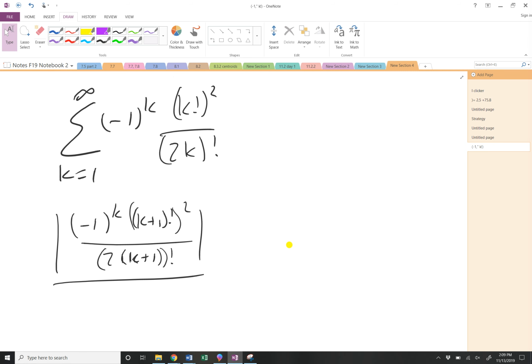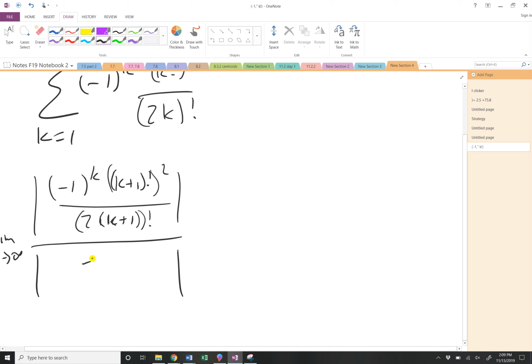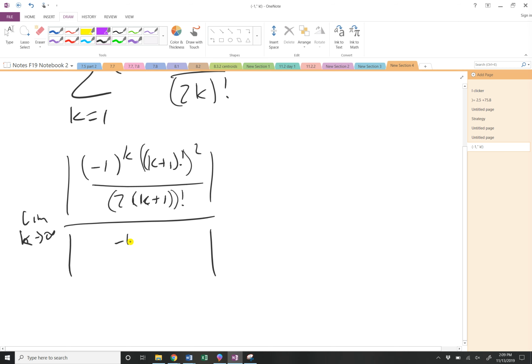So here I'm setting up the ratio test. The limit as k goes to infinity of minus 1 to the k. Here I have k factorial squared over 2k factorial.